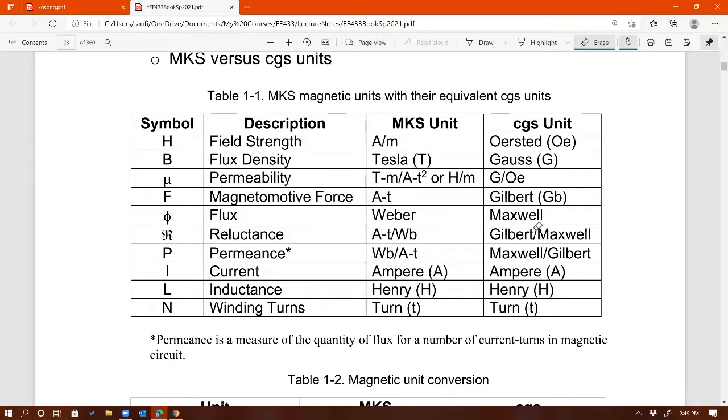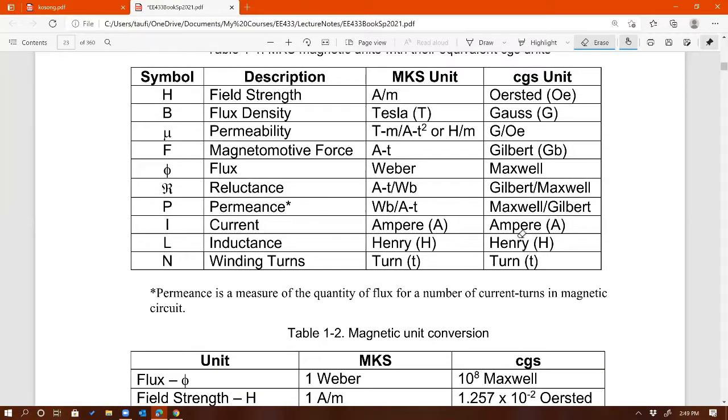Is Maxwell CGS or MKS? Is Tesla MKS or CGS? So sometimes you need to know. I think it's just better for you to have this table to verify or make sure that you are working on the same units, on the same system of units.